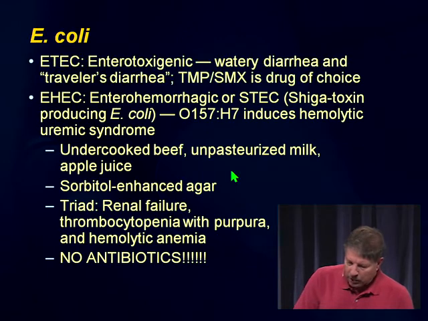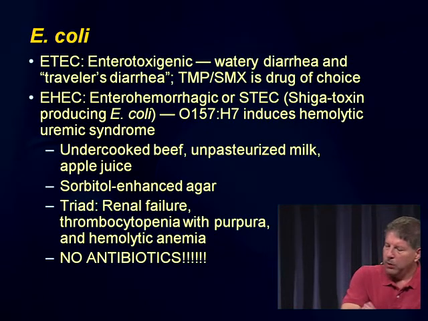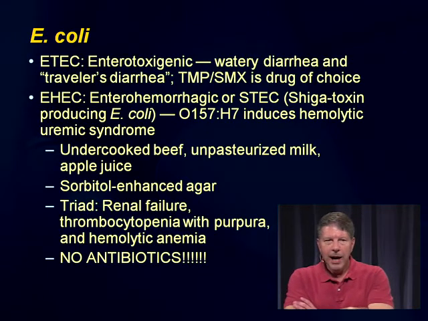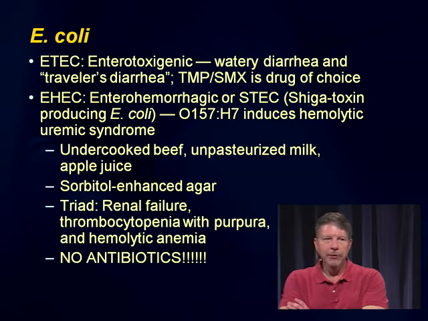All right, E. coli. The enterotoxigenic E. coli, this is the traveler's diarrhea. So you go to Mexico or some other country and you eat a raw vegetable that's contaminated. You get this watery diarrhea. Usually it's self-limited, but this is the one where you can just give them Bactrim. Pepto-Bismol works, et cetera, usually to slow things down. But Bactrim will be just fine.